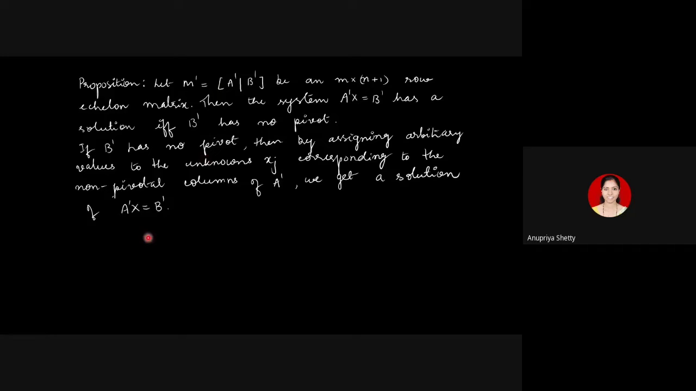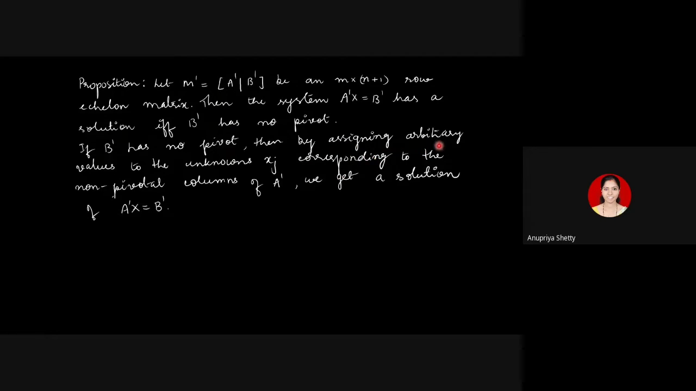This proposition justifies the existence of a solution. And the further explanation is that if B' has no pivot, so if you look at this converse here, B' has no pivot, then A' x = B' will have a solution. So if B' has no pivot, then how do you get the solutions? To get the solution, you look for the columns which do not contain a pivot.